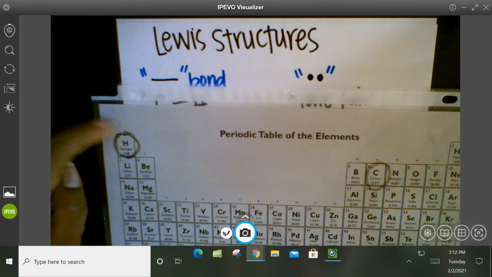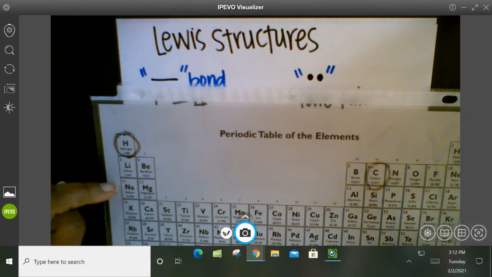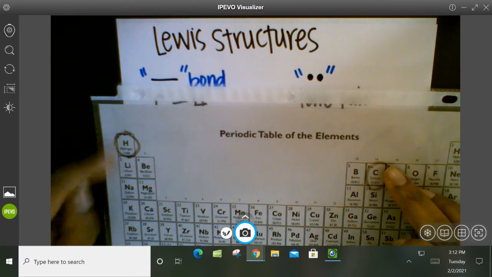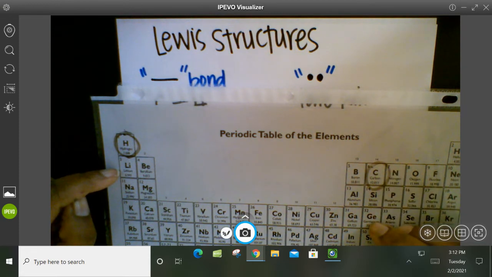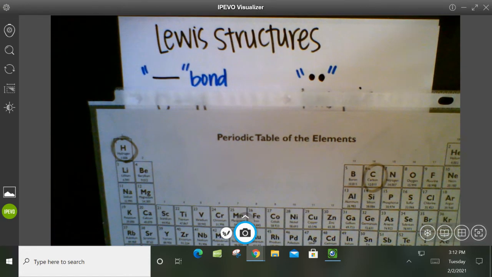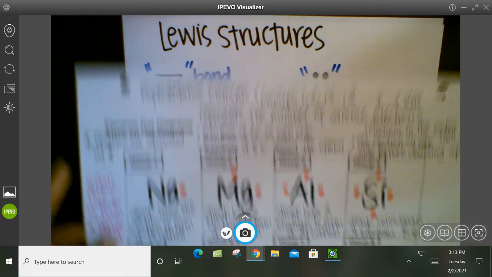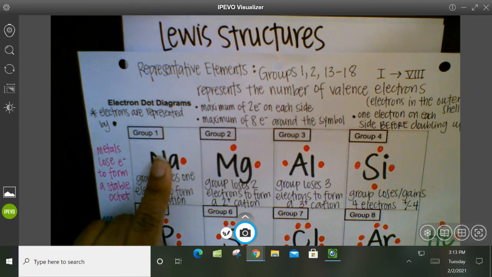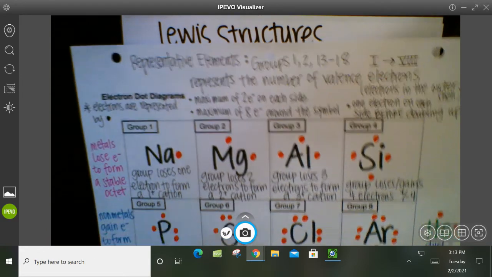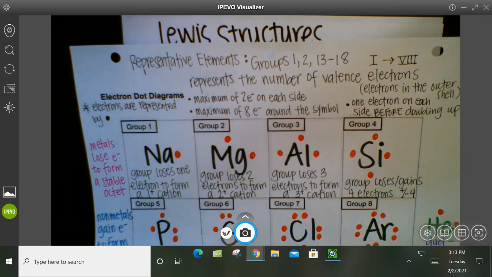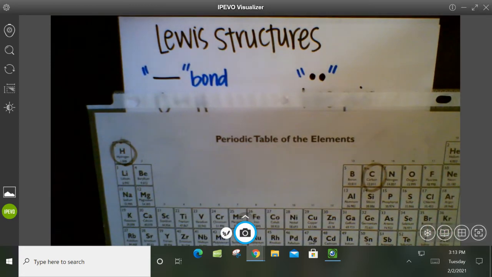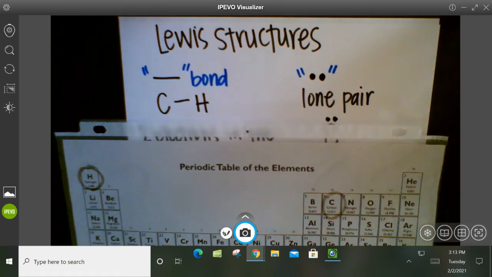And I see that hydrogen is in group 1. Carbon is in group 4. And if we recall from our electron dot diagrams, okay, if the element's in group 1, it has one valence electron, and if it's in group 4, it has four valence electrons. All right, so we're going to count these up.